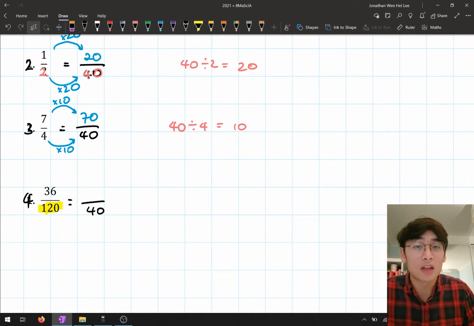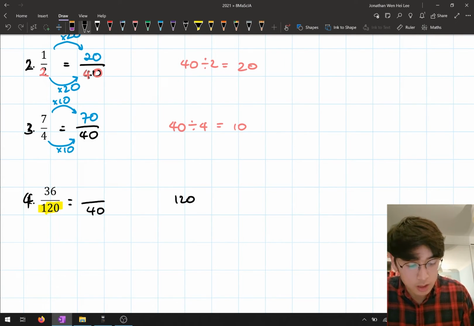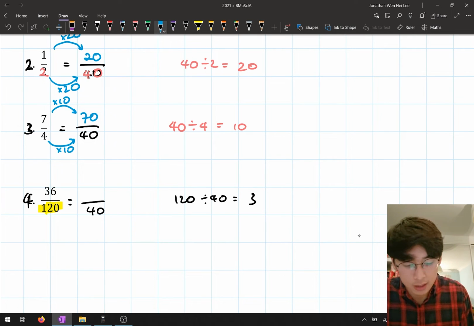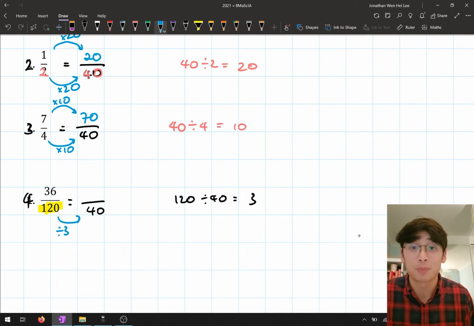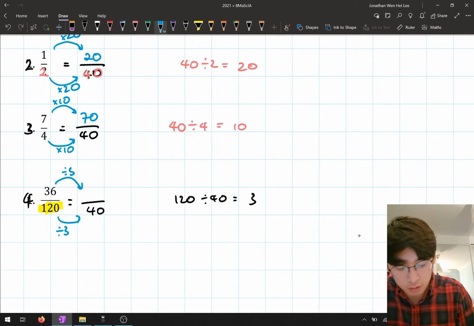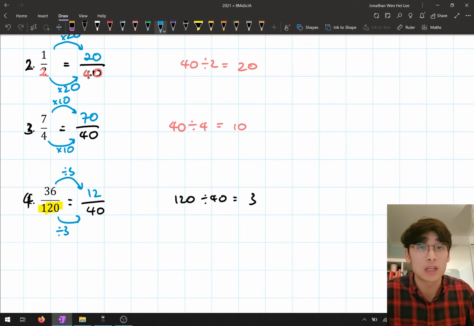So I want to find a number that when I divide it into 120, it'll leave me with 40. Now, hopefully you can start to see this. Okay, 120 divided by 40 will actually give me, well, what does that give me? 120 divided by 40 gives me 3. And so the number that I need to divide 120 by to give me 40 is dividing it by 3. So if I do that to the bottom, I need to ensure that I do the same thing to the top. So here, I'm going to divide by 3. I'm going to go to my calculator. 36 divided by 3, that gives me 12. And so the equivalent fraction over 40 is just 12 over 40.